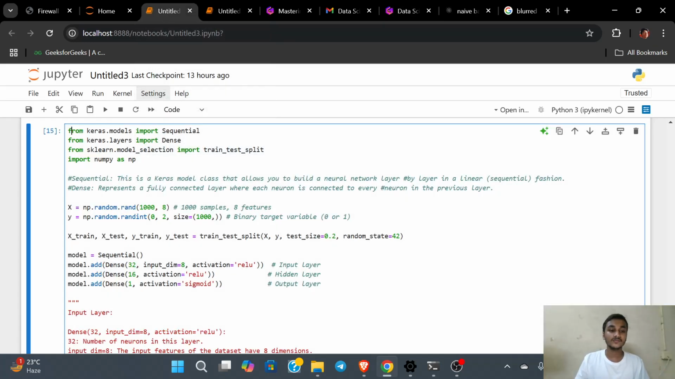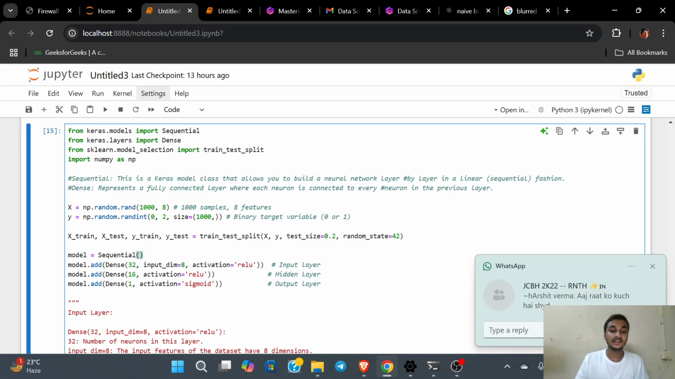Now you can read it line by line. We have imported all the necessary requirements. Then we have generated the data set, and then we have also split the data set into test and training. Then we have built a model using Sequential, which generates a model layer by layer. Then we are adding the layers. First one is input, second is hidden, and third one is output. First layer has 32 neurons, second has 16, and the last one has 1. And the first layer's input dimension is 8.